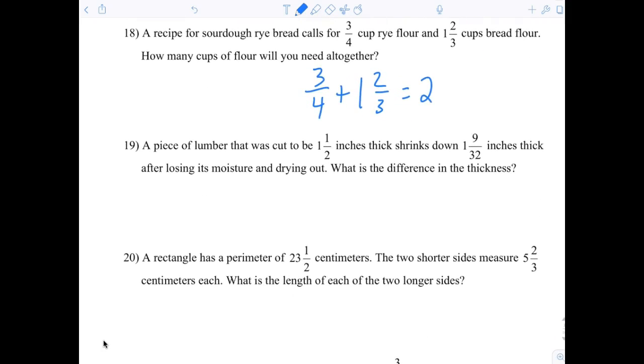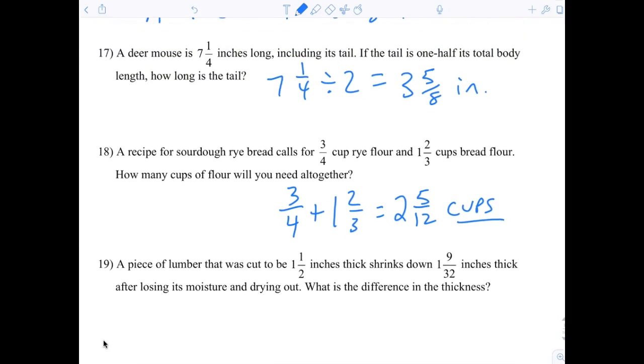Anybody else get 2 5/12? Yeah. 2 5/12 what? Cups. Make sure you're writing in the units, because on the test, I'm going to make you write out all the units. You just spell it cups. Yes, ma'am. Yes, good for you. Well, because it says half. Half of the length. Half of the deer mouse.